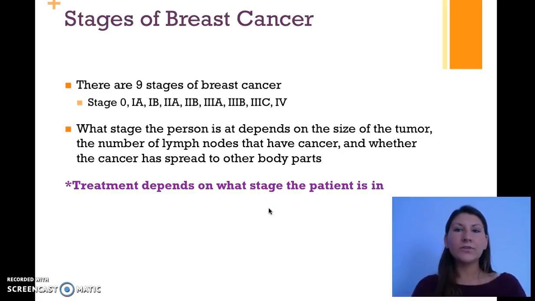There are 9 stages of breast cancer: 0, 1A, 1B, 2A, 2B, 3A, 3B, 3C, and 4. How you determine what stage a breast cancer patient is in depends on the size of the tumor, the number of lymph nodes that have cancer, and whether the cancer has spread to other body parts. And treatment depends on what stage the patient is in as well.